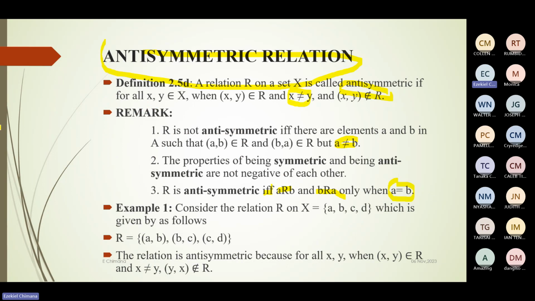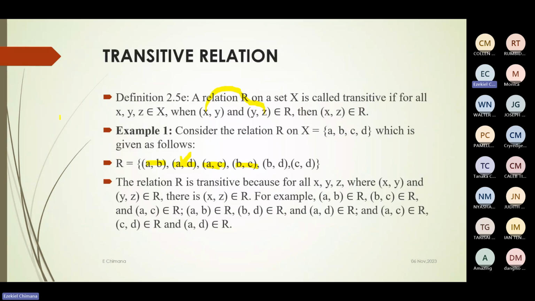Sorry that I didn't add more examples on transitive relation, but I don't know if you are getting it. Are we getting it? On the definition of a transitive relation? Are we getting it?